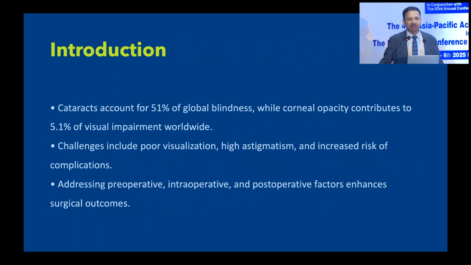Compared to cataract, which accounts for 51% of global blindness, corneal opacity is much lower, only about 5%. The challenges when you have a corneal opacity are the poor visualization, the induced high astigmatism, and sometimes there can be increased risk of complication because the visual acuity is not good.